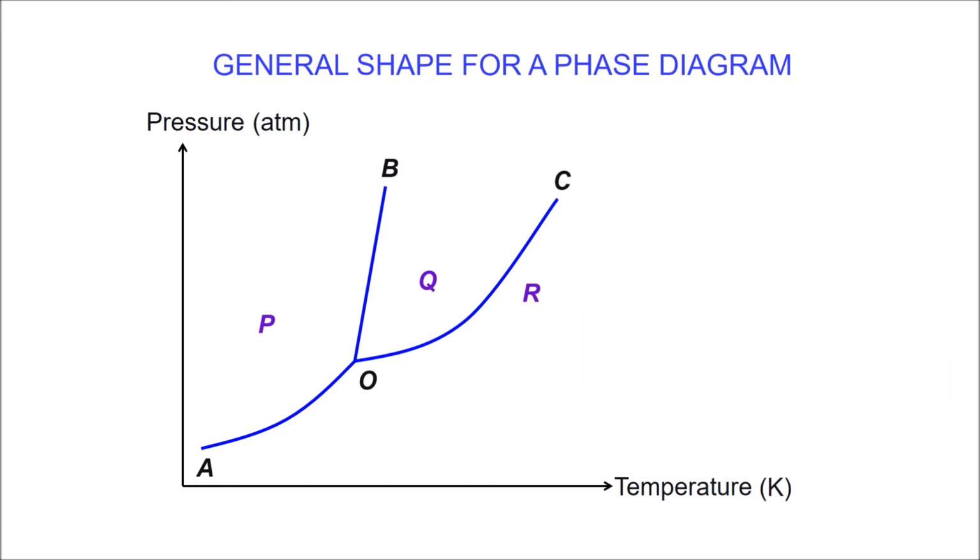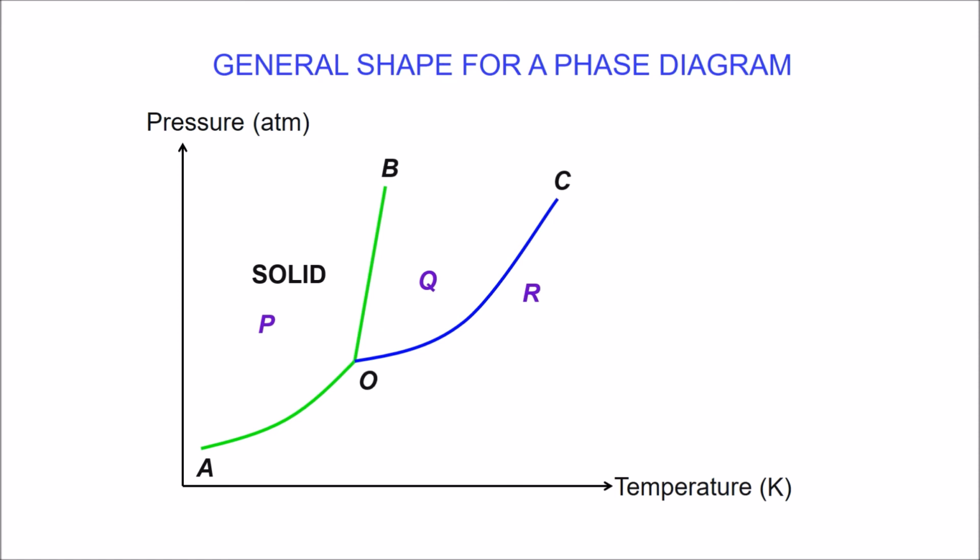Now we look at each line. Line AOB. Line AO is solid-gas at equilibrium. The process change is sublimation or deposition. Line OB, solid-liquid at equilibrium. The process change is melting or freezing. It represents the solid area.